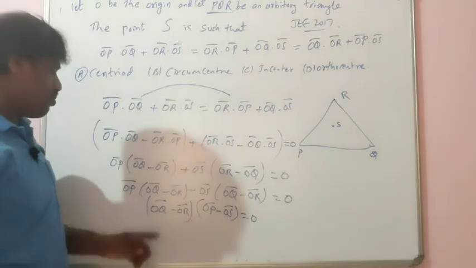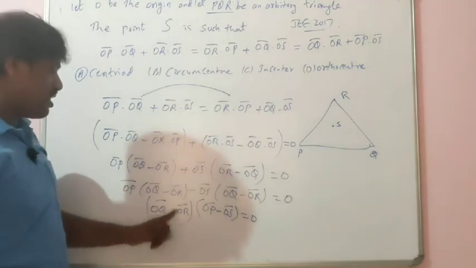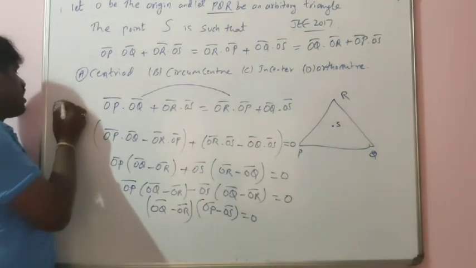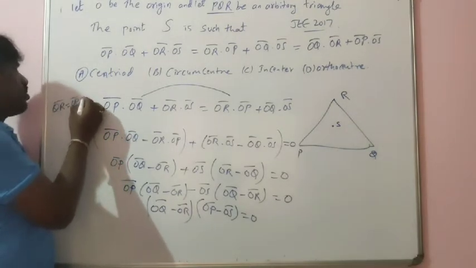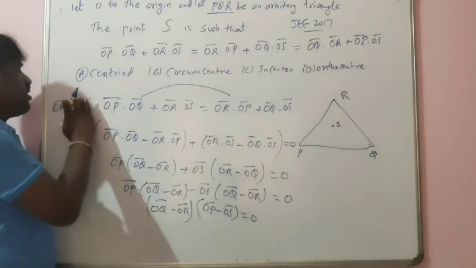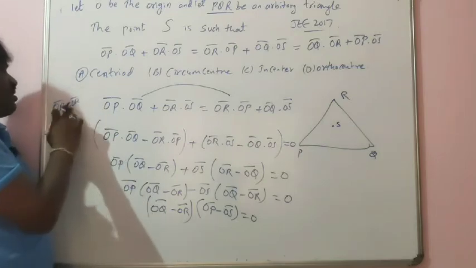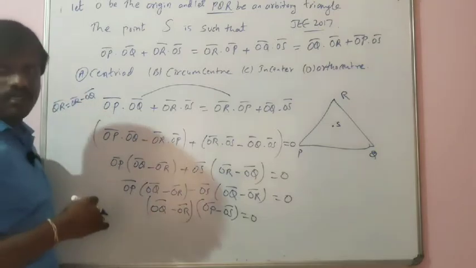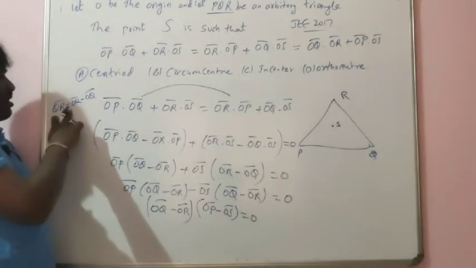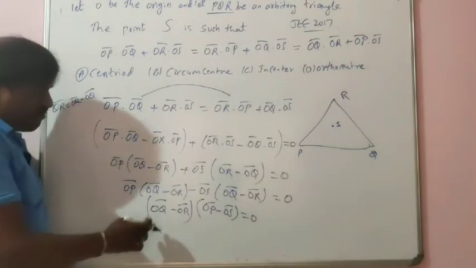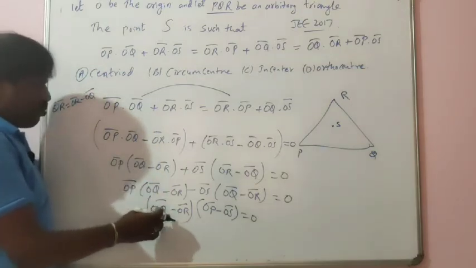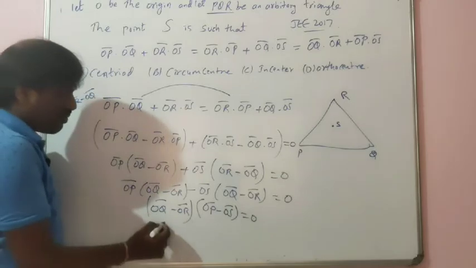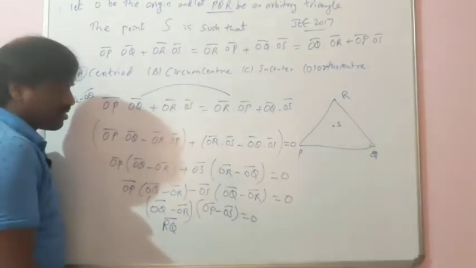Let us discuss: OQ minus OR is nothing but the RQ vector. Anytime I take the QR vector, I write it as OR minus OQ. I explained this to you already. If it is the QR vector, I write OR minus OQ. In the same way, OQ minus OR means the RQ vector.